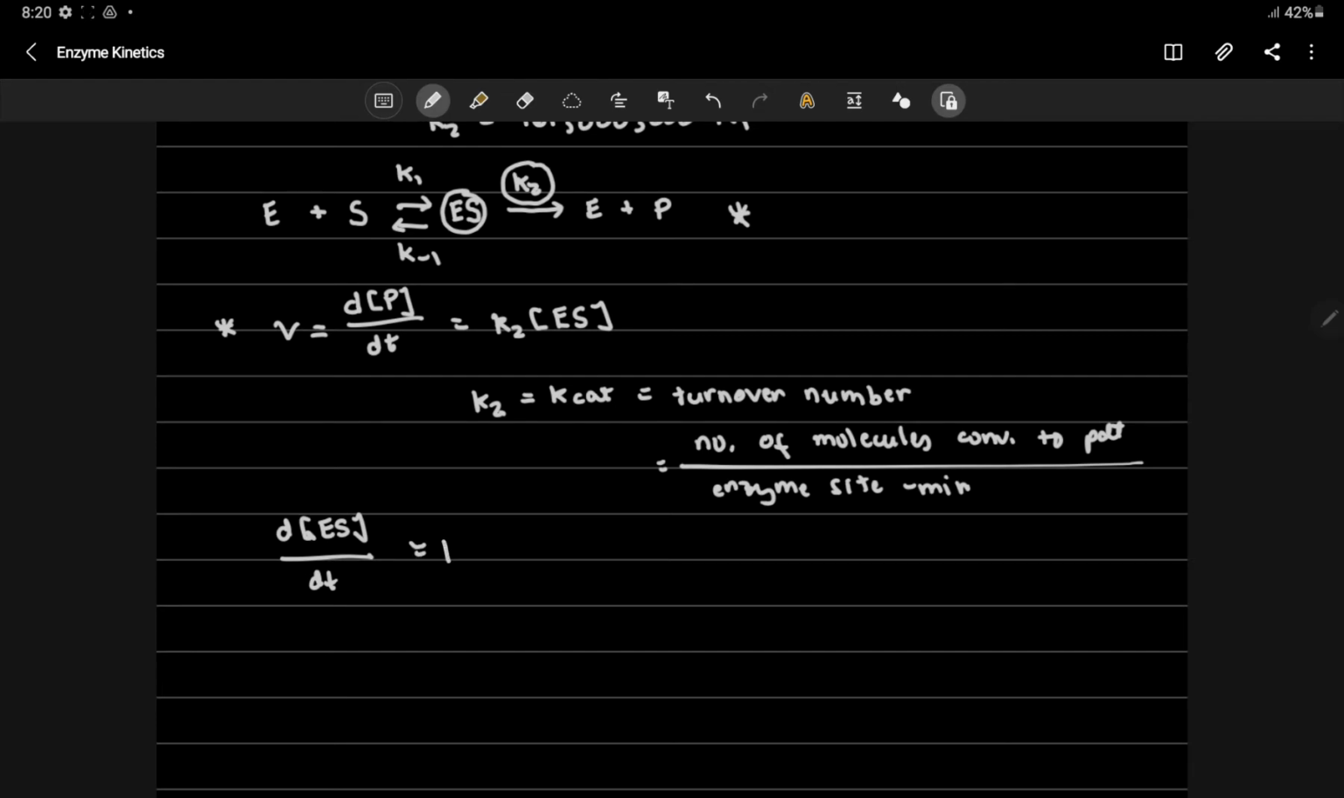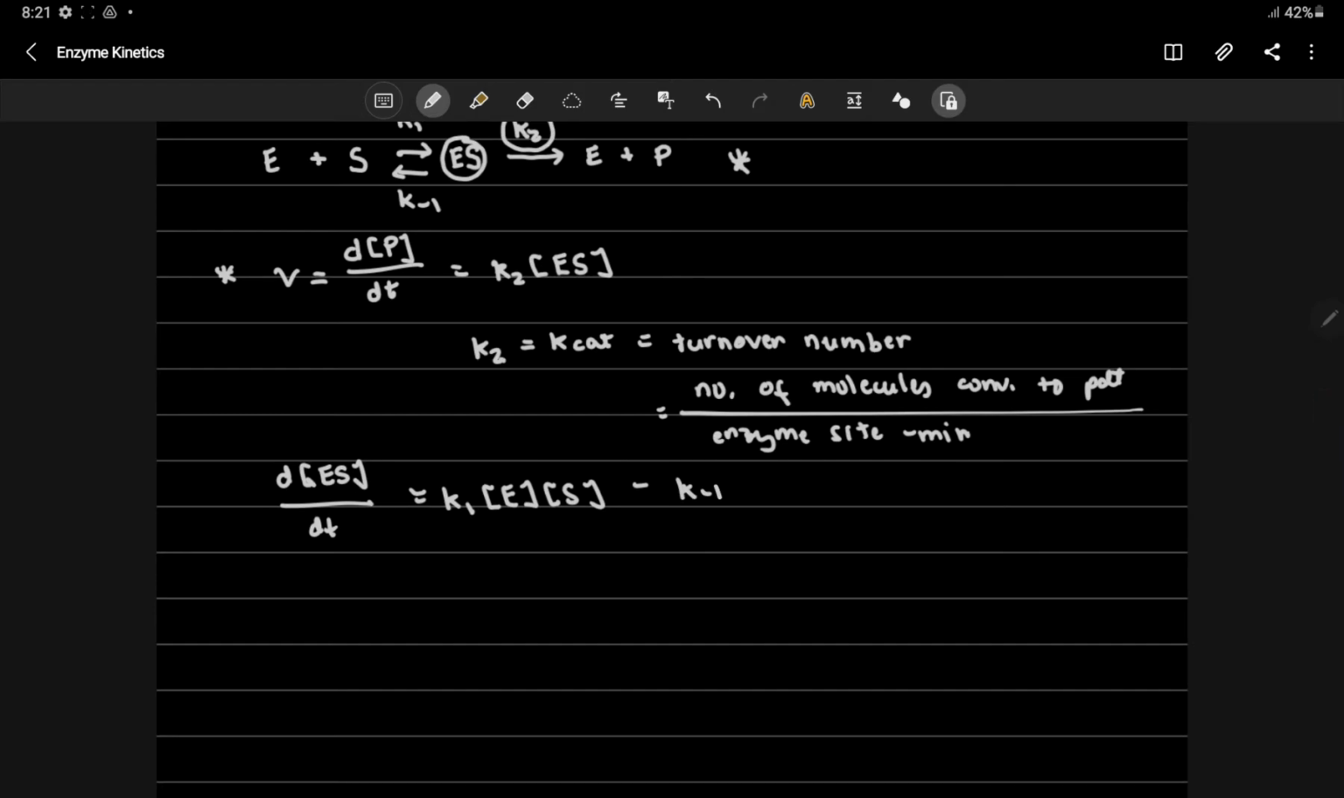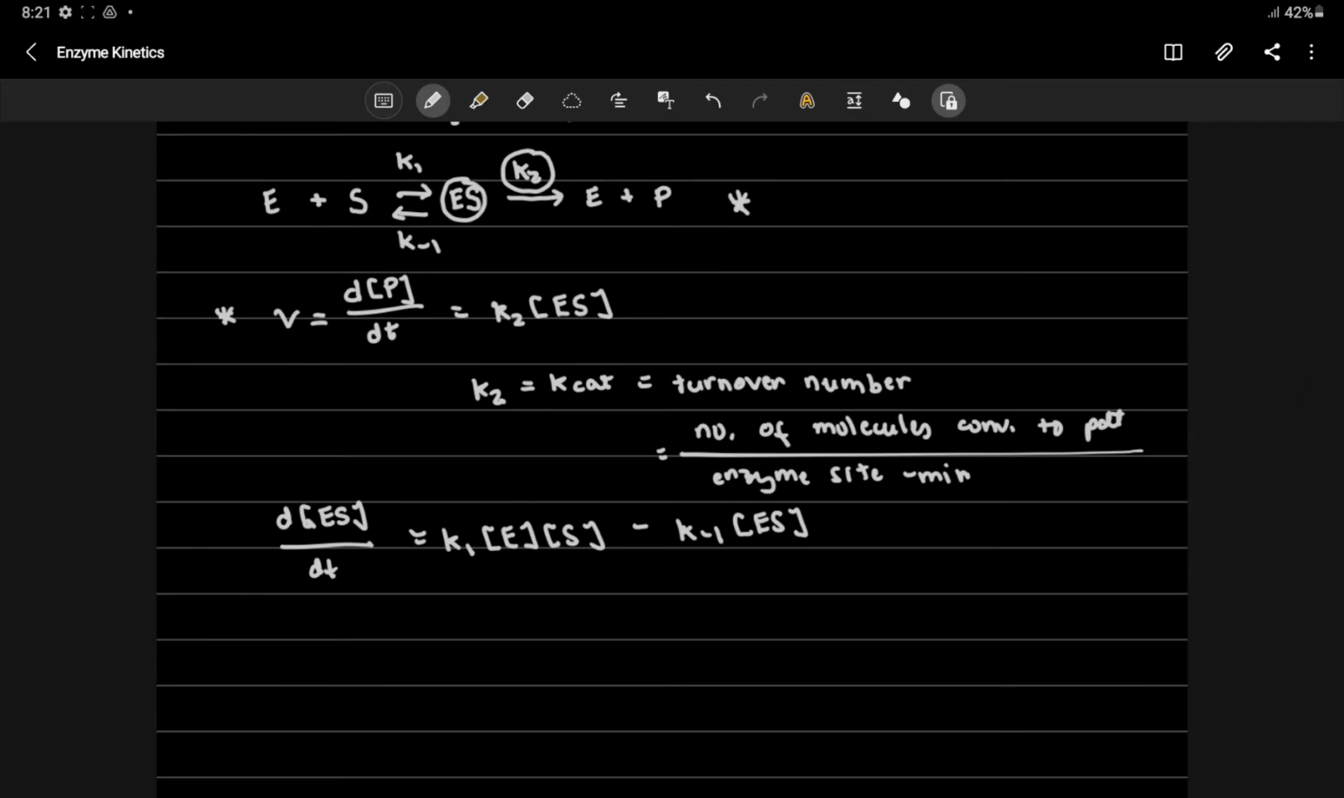So magiging K1 times the concentration of E times the concentration of S. Kasi yung K1 yung constant for the forward reaction. And ano ba yung mga reactants? E and S. Pero since mayroong reverse reaction na possible, so ima-minus natin yung K-1 times the concentration of the enzyme substrate complex. And another thing is that from your ES, meron ka pang forward reaction forming the product. So, ibabawas pa natin yung K2 times the concentration of the enzyme substrate complex.